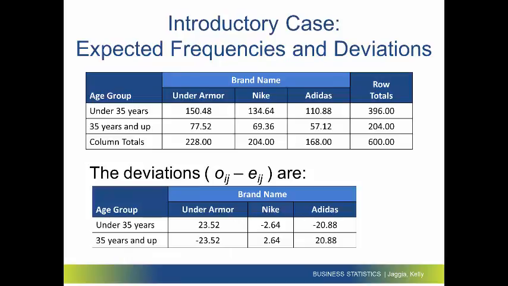Okay, so here we have the expected frequencies in the first table and then the deviations in the second table. These deviations are the differences between the observed and expected values for each cell. Notice how there are positive and negative values.